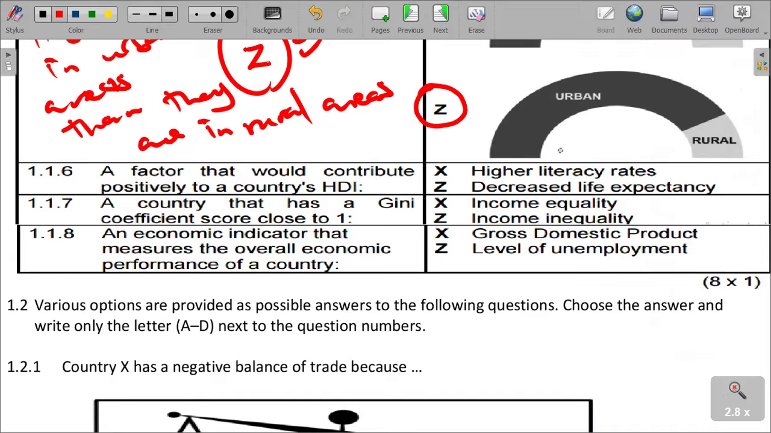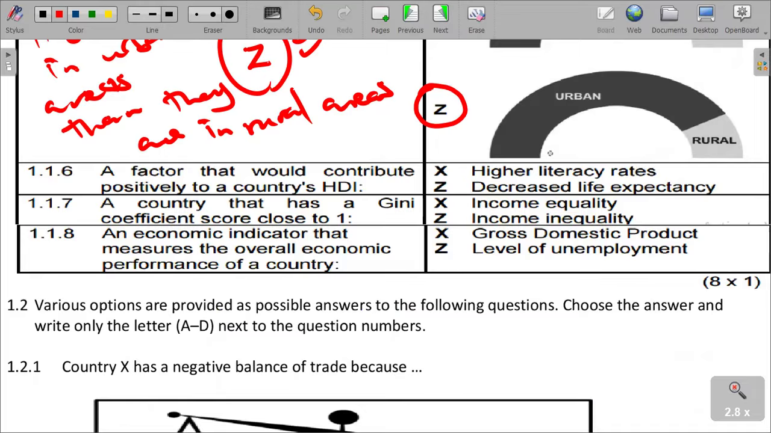A factor that would contribute positively to a country's high development index. Health development index. Health development index is measured, or can be contributed to positively, by the issues to do with health. It identifies an increase in health facilities that will result in fewer people dying and also making people live good living standards and so forth.